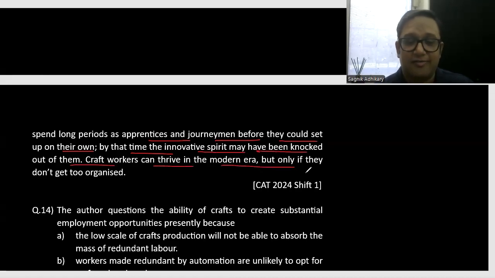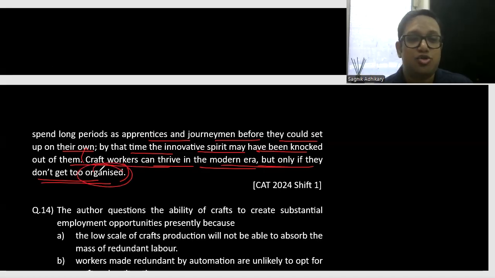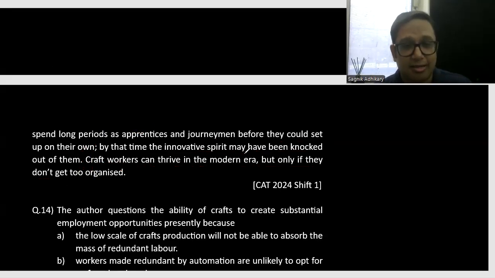Crafts workers can thrive in the modern era, but only if they don't get too organized. This is a very concluding and very significant argument. We'll keep that in mind. Craft workers can thrive in the modern era, but only if they don't get too organized, because we have the instance of there being too much organization in the medieval craft skills, and that was clearly bad.